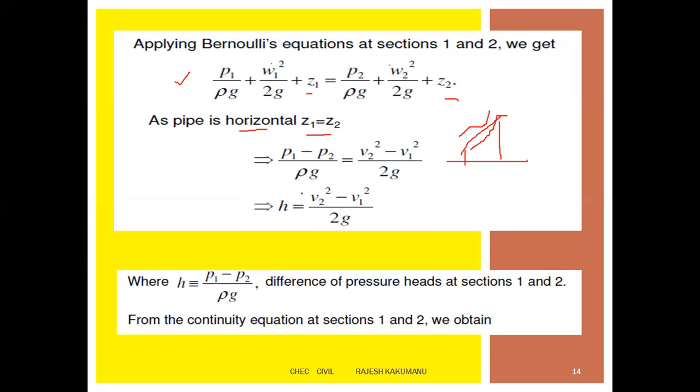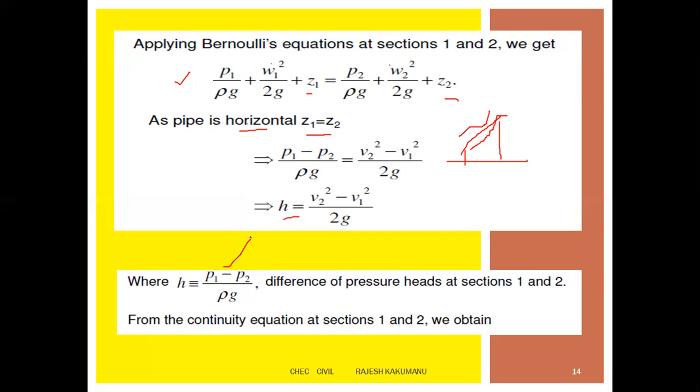So (P1 minus P2) by rho g is equal to (V2 square minus V1 square) by 2g, right? Therefore, what is H here? H is equal to (V2 square minus V1 square) by 2g, where H is equal to (P1 minus P2) by rho g, that is the difference of the pressure heads at sections 1 and 2.